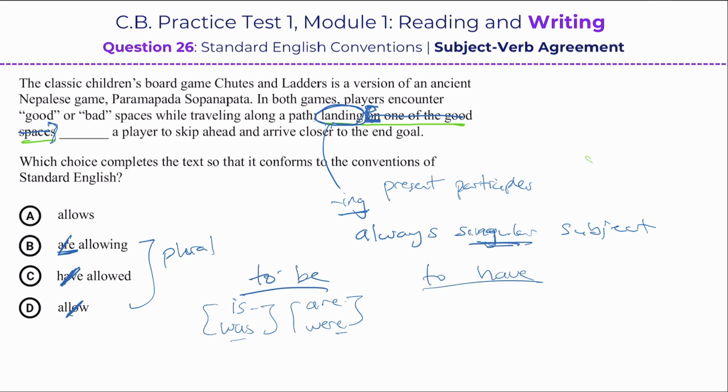So you would say he has. You don't say they has. You would say they have, but you wouldn't say they has. Oh, you wouldn't say he have. I apologize. So recognizing that, I know that the correct answer to this question has got to be A.